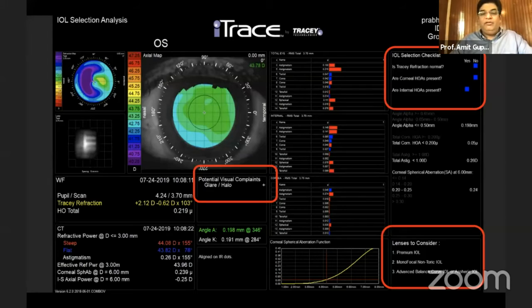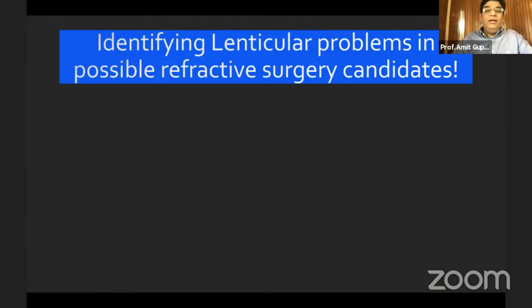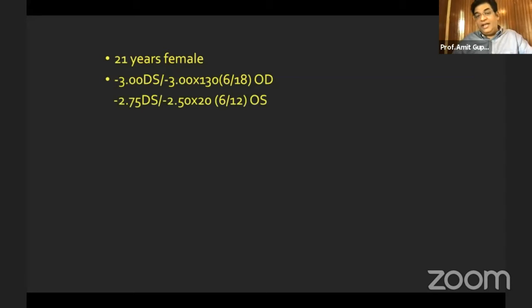So this is just an example of a patient. This is the IOL selection analysis. It actually even gives the potential visual complaints, which matches very well with what patients say in my experience. It tells us at a glance whether the corneal and internal aberrations are taken care of when we do the cataract surgery, and also whether this patient is a fit candidate for a premium IOL, as in this case, he is.